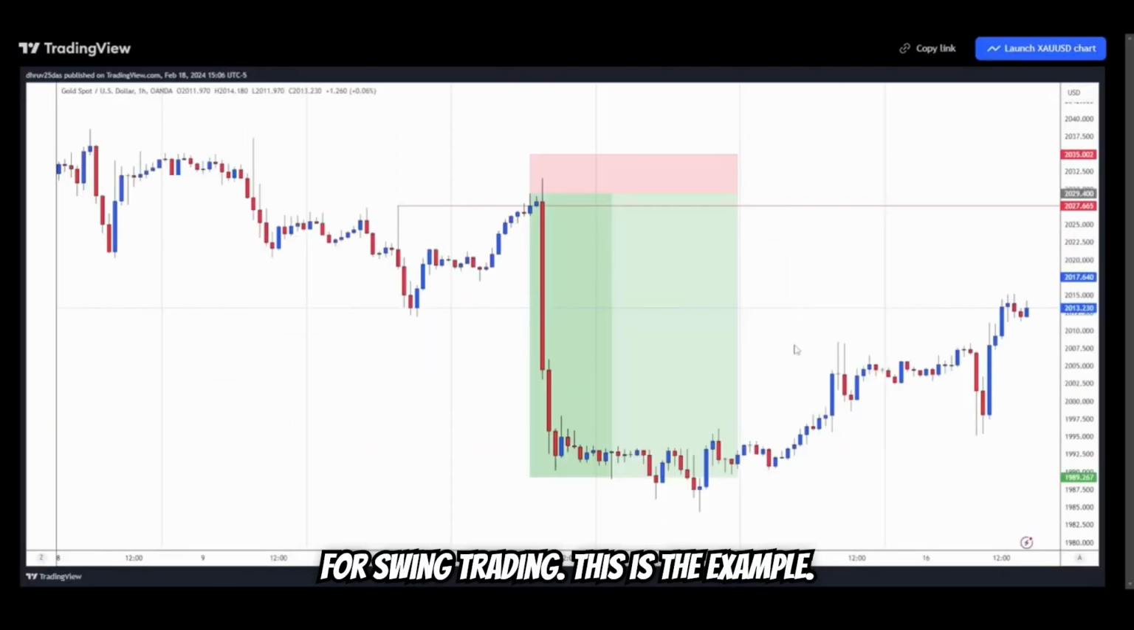For swing trading, this is the example. This is a 1H time frame chart, okay? And if you want to hold it, you can hold it for days. Like you can see in this chart that there were these two relative equal highs right over here, and price was making a higher high like this and a higher low, and this is what happens.